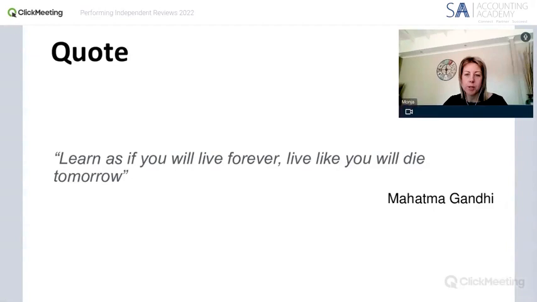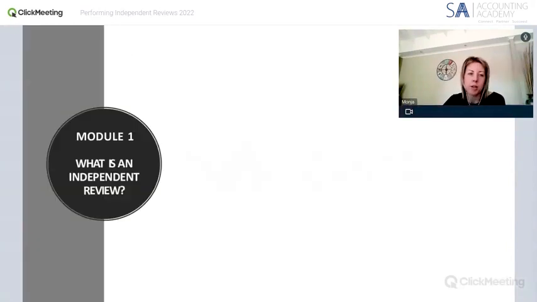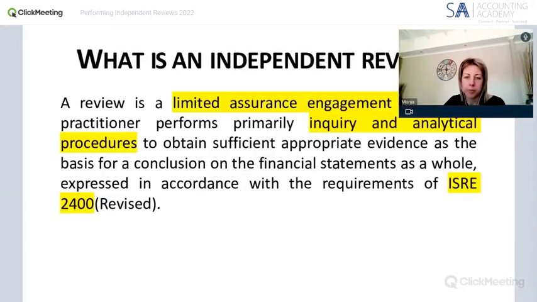So let's jump into section 1. So what is an independent review? So independent reviews are basically a limited assurance engagement. If you think about the different compilations and auditing and reviews out there, it's not like an external audit where you've got full-on assurance. It's only a limited assurance engagement.